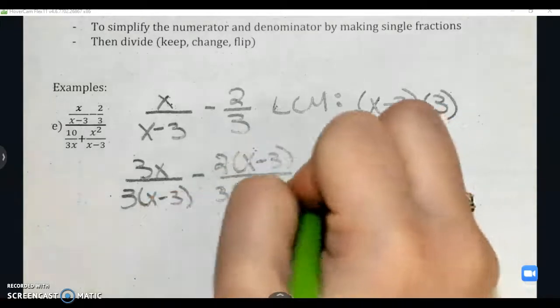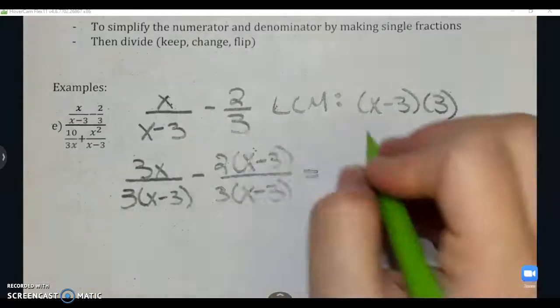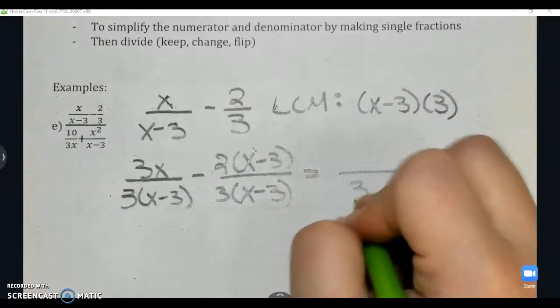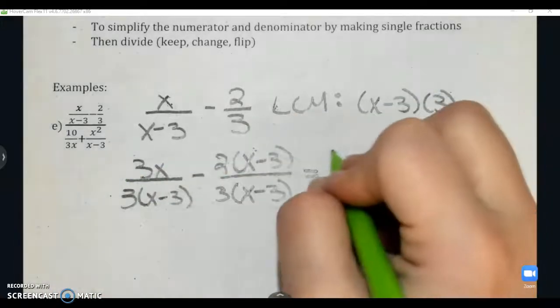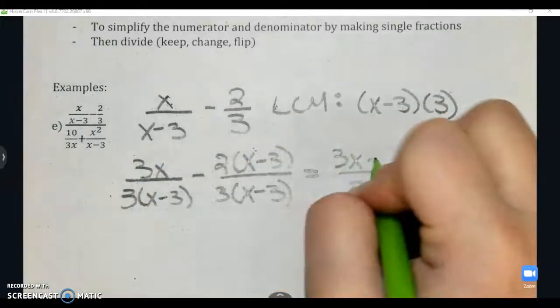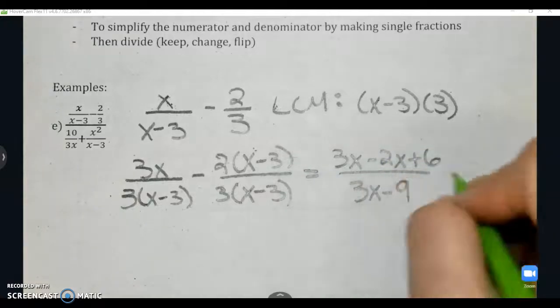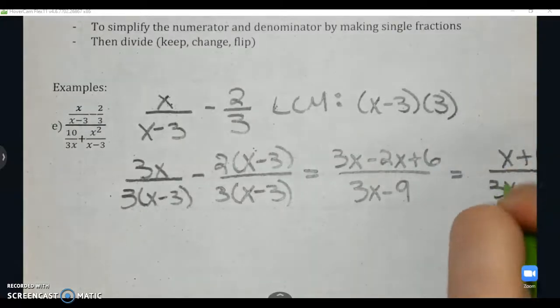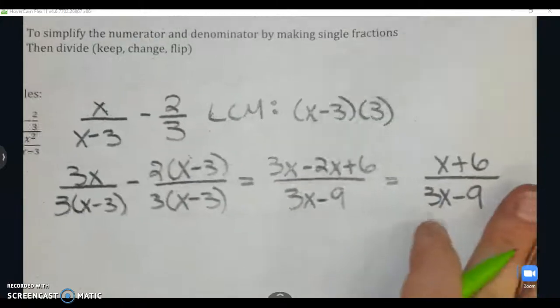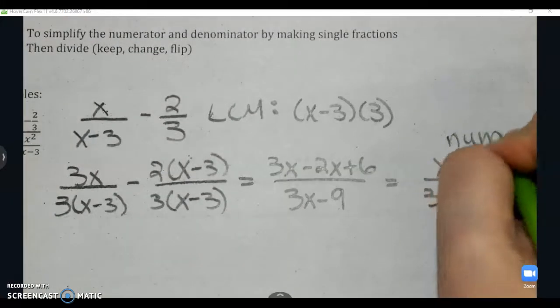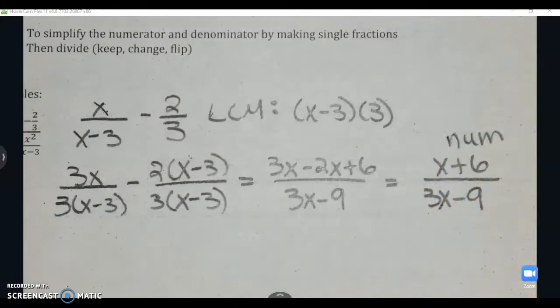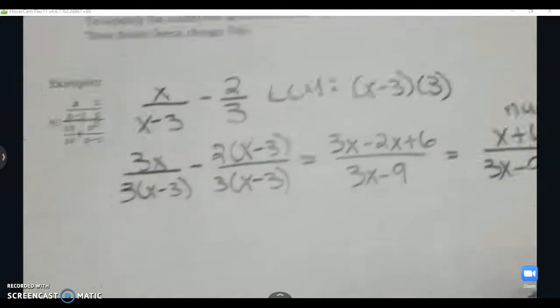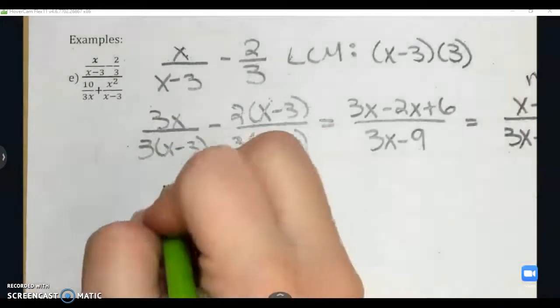So I now have a common denominator. So it's going to be 3x minus 9, 3x minus 2x plus 6. So my final result is x plus 6 over 3x minus 9. This is now my numerator. All right, we turned our numerator into a single fraction. Let's do the same thing in our denominator.